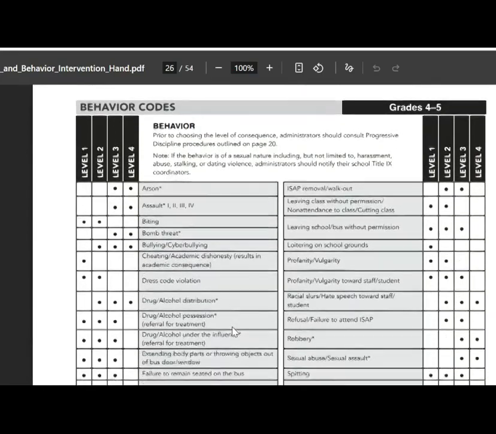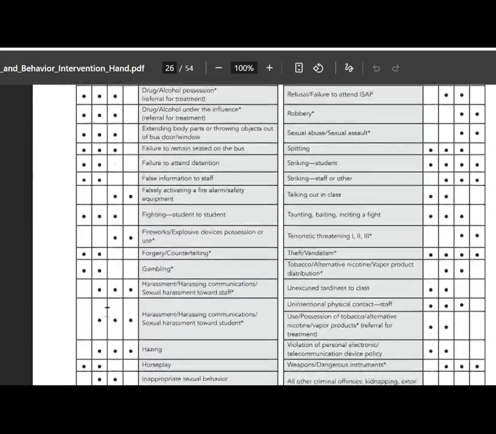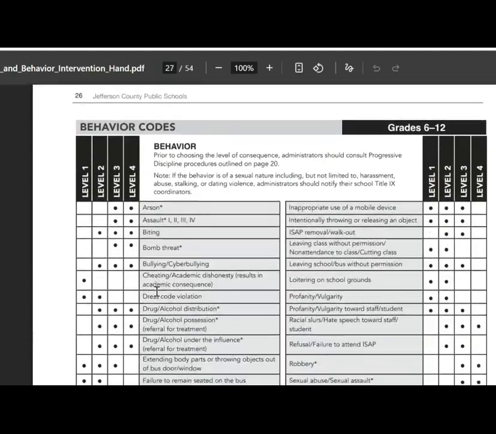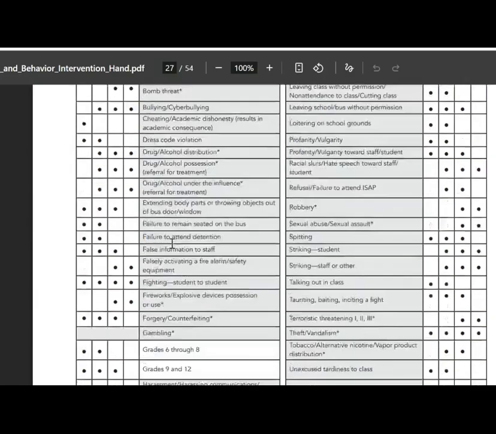With 4th and 5th grade, we see it starts at 2. It can go up to a 4. But harassing communication, it starts at a 2 and goes up to a 4. As we proceed with 6 through 12, we see that bullying can start again at a level 2 and go straight to a 4. So we want to be sure about understanding the seriousness of bullying and how to handle those situations within the classroom, and or if you need assistance, being able to talk to your administrators about that.